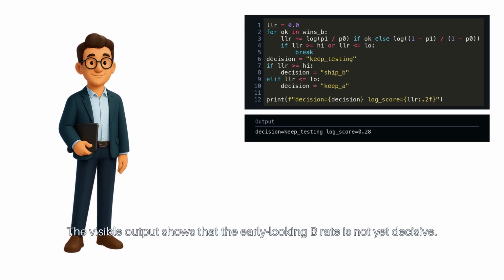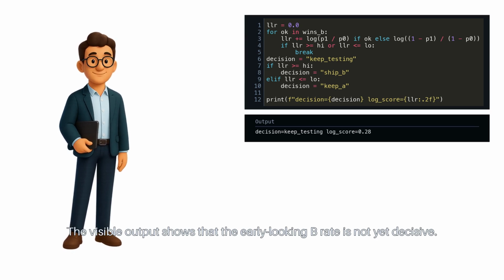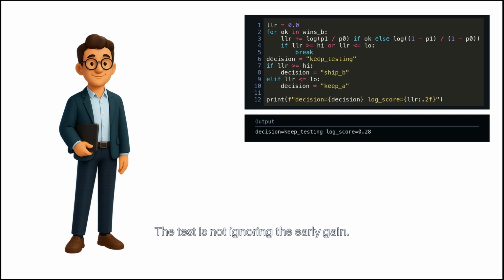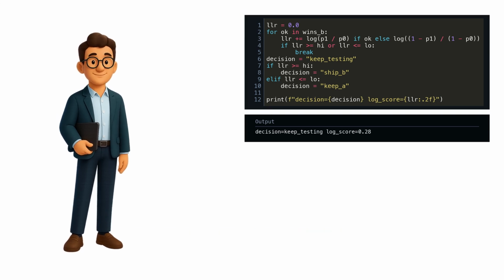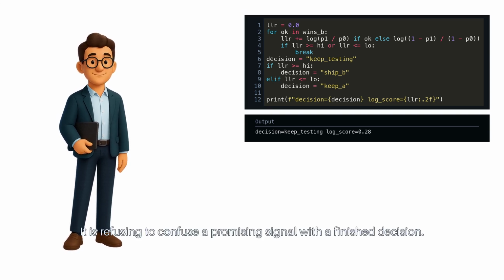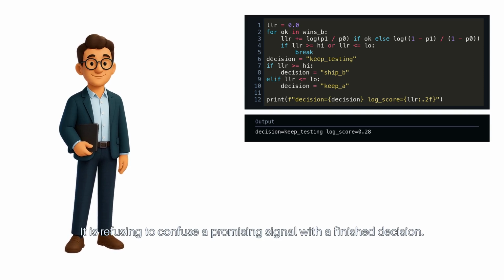Look as often as the process allows, but only act on boundary crossings. The visible output shows that the early-looking B rate is not yet decisive. The test is not ignoring the early gain. It is refusing to confuse a promising signal with a finished decision.